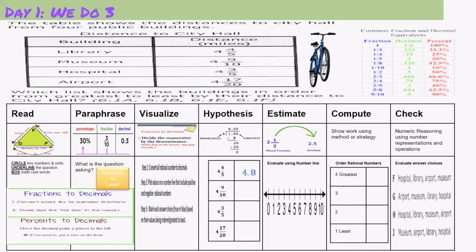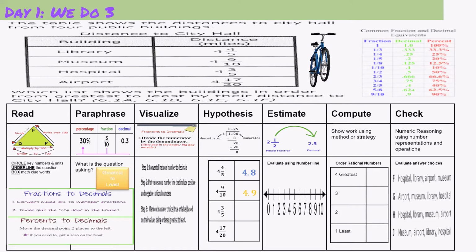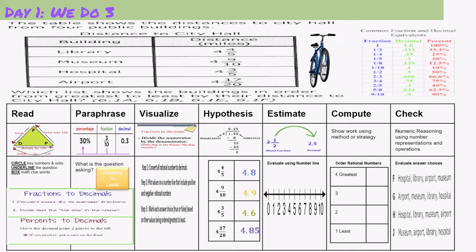4.8. Next, when I convert 4 9/10 into a decimal, I will get 4.9. When I convert 4 3/5 into a decimal, I would get 4.6. When I convert 4 17/20, I would get 4.85.